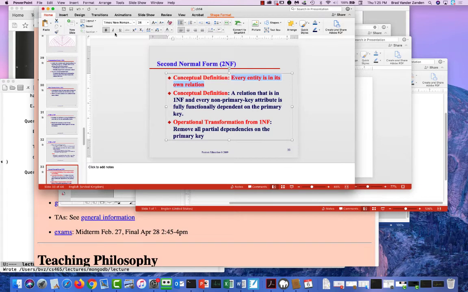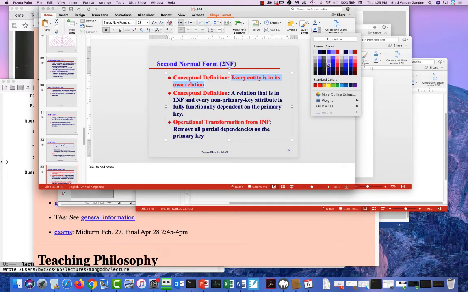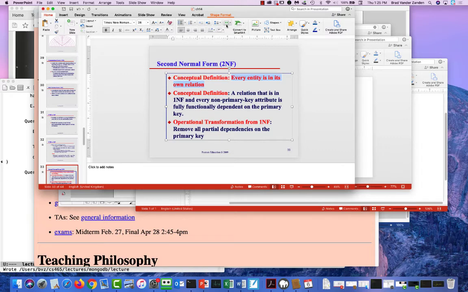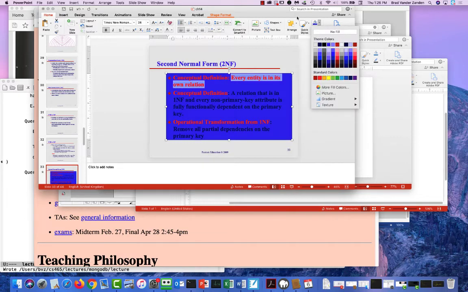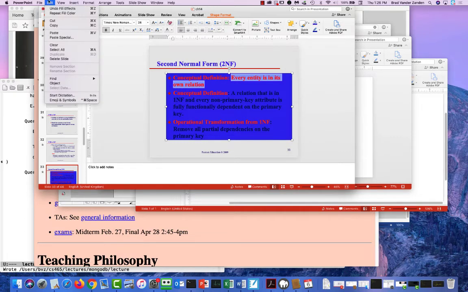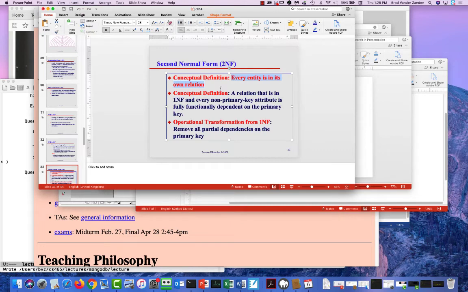Let me turn that into blue somehow. Where's the color? Is that the color? Nope. How about you? Is that the color? Nope. How about undo? Oh well, you get the point.